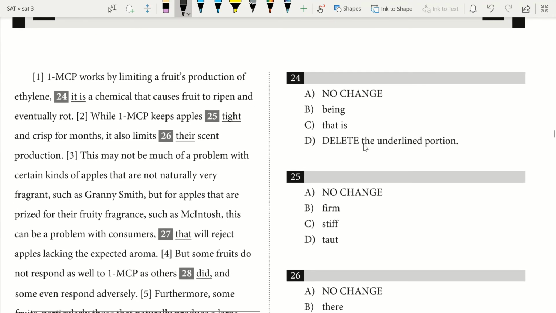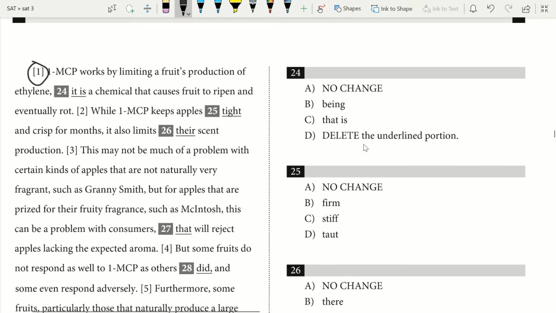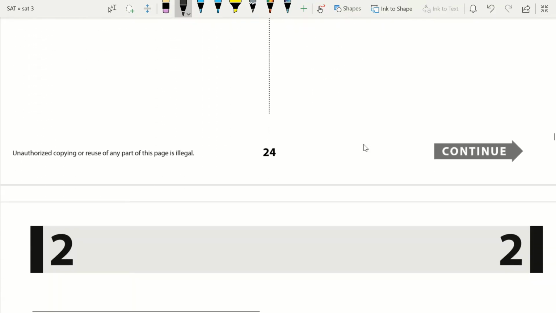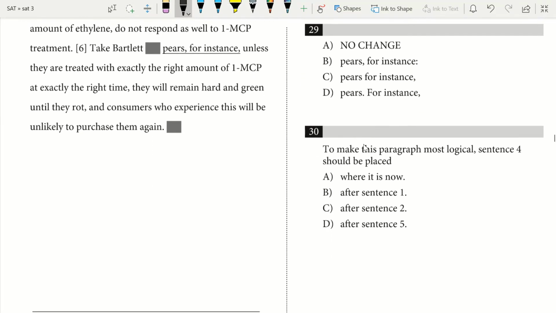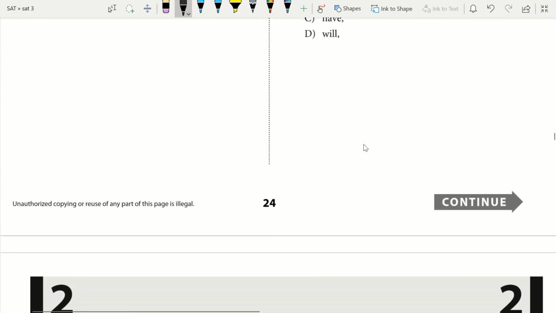Okay, now we see we have a 1 at the beginning of this, which means that we are going to be looking for a sentence and we're going to have to place it. So we go ahead and find that question. Okay, we see it's 30. We're asked about sentence 4, making the paragraph most logical, where it should be placed. So we go ahead and read sentence 4.